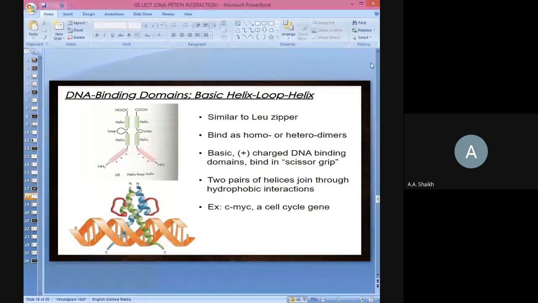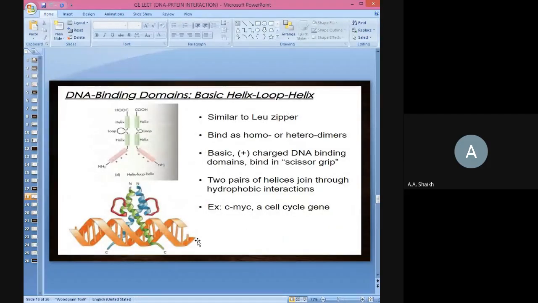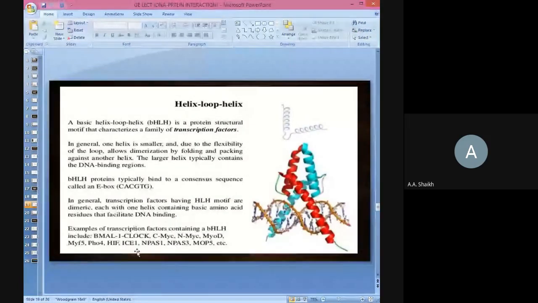So here, an example of this is c-Myc. There are a lot of different examples which are there. You could read these out from an examination point of view. For you to remember, you can just use this example of c-Myc. But there are again a lot of different examples of this structure as well.